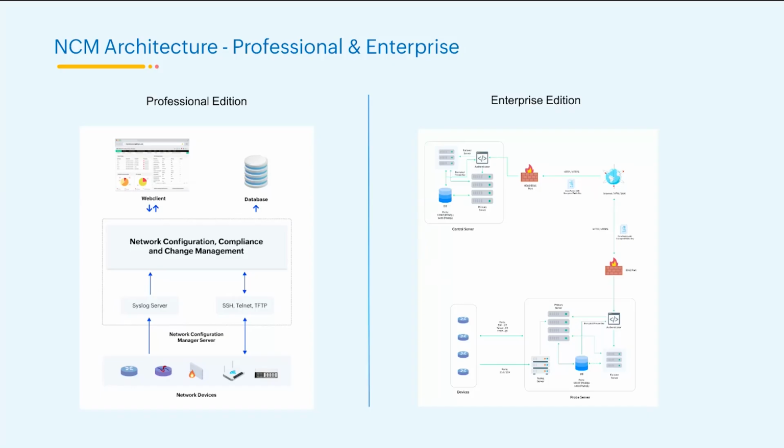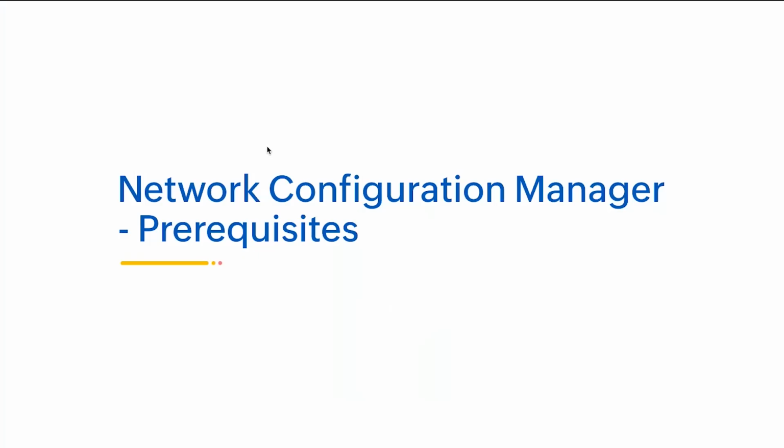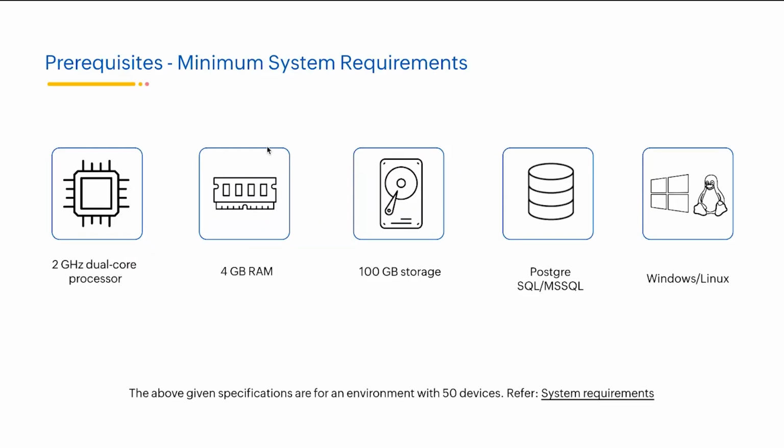Next, let's take a quick look at the prerequisites that are needed for ManageEngine Network Configuration Manager. So here I have listed the minimum system requirements for 50 devices for Network Configuration Manager. You should have a 2 GHz dual core processor, 4 GB of RAM, 100 GB of storage, and PostgreSQL or MS SQL database support. And you must also have a Windows or a Linux operating system. This is the requirement for 50 devices only.